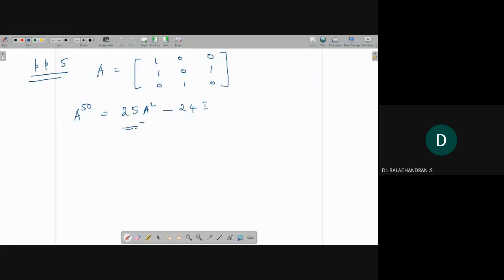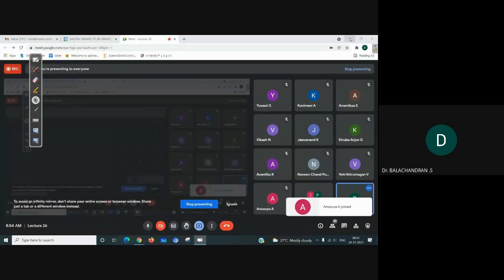Day before yesterday I gave this problem, problem number 5. So this is the matrix A. We need to find A power 50. The A power 50 is 25A square minus 24I. Yesterday we solved a similar type of problem. So for the given 3 by 3 matrix, we got A power 32. So you should use the same idea here. Try to, anybody got this answer for A power 50 for this matrix? Yes, sir. Okay, good.